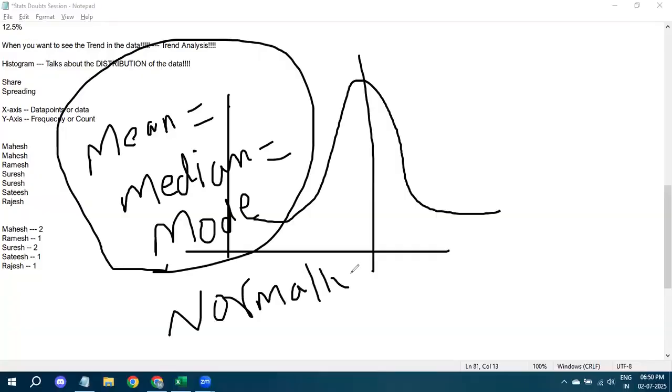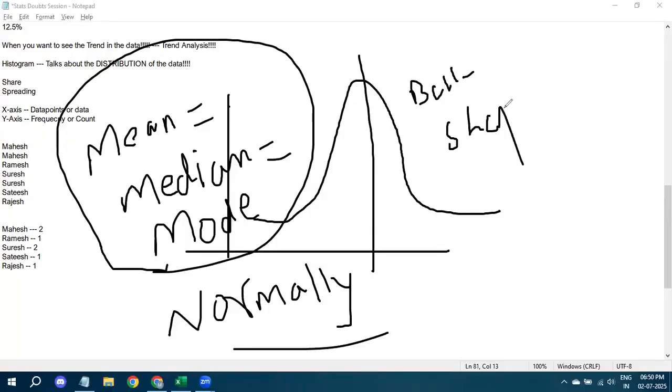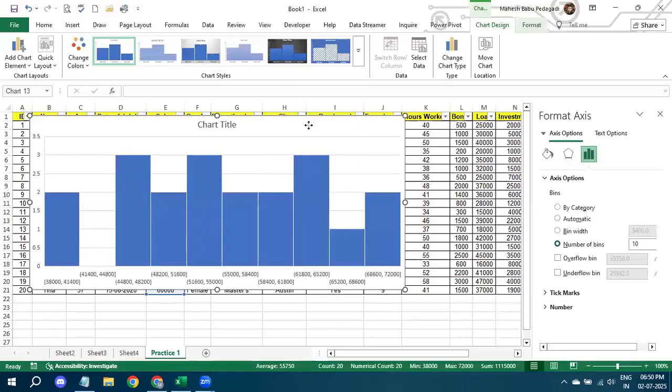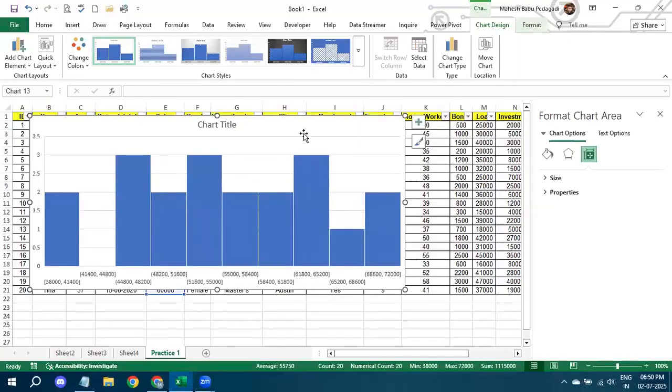We can say symmetric, sir. Yes, symmetrical curve as well. Bell-shaped curve or symmetrical curve. Both the names. Okay? Clear? This is what a histogram is going to talk about. I hope you understand the difference between histogram and a bar plot. Yes or no?